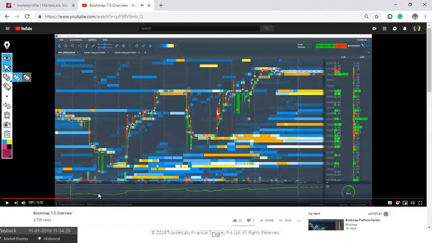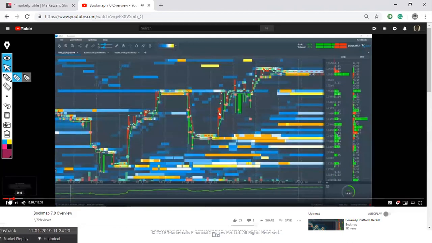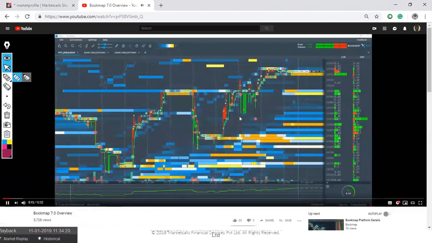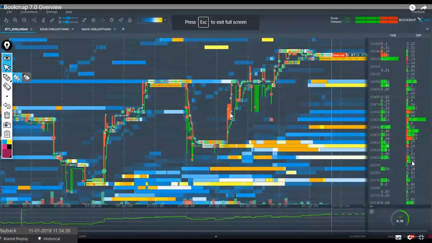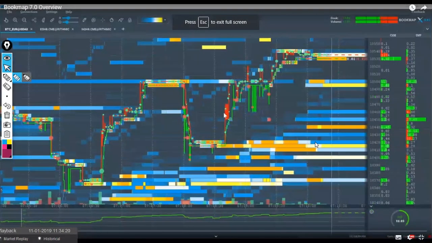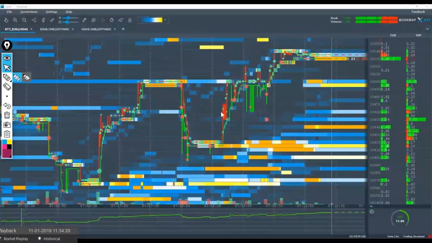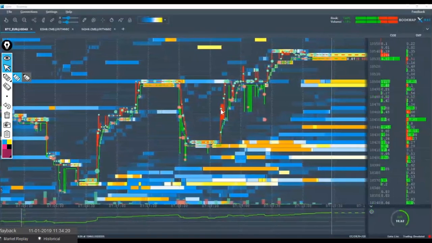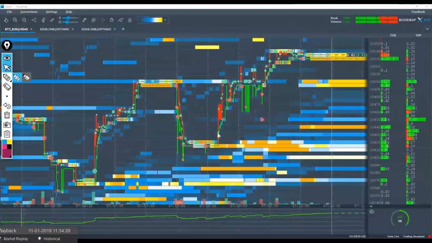In Bookmap 7.0, has many new and powerful features that promise to deliver unparalleled clarity and transparency in market visualization. Let's take a closer look. In Bookmap 7.0, you will immediately notice the new colored heat map.